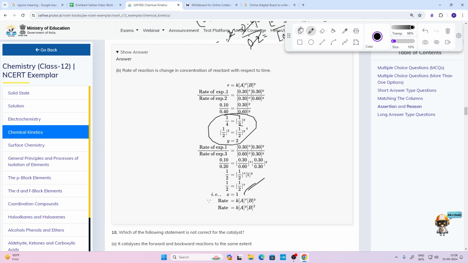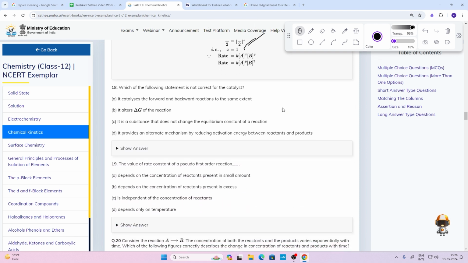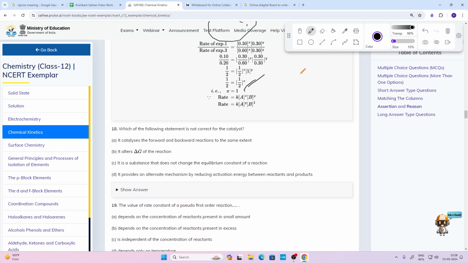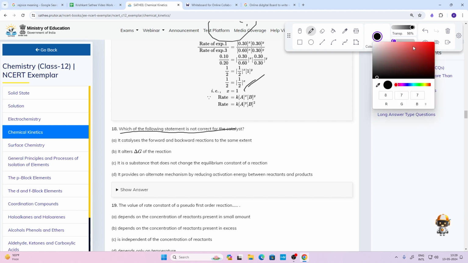So the procedure is important. You will follow the same procedure. Next question. Which of the following statements is not correct about the catalyst? Out of these, which one is not correct about the catalyst?